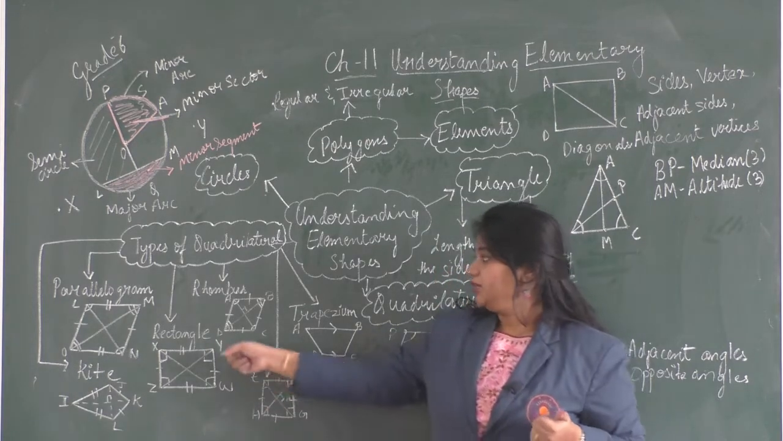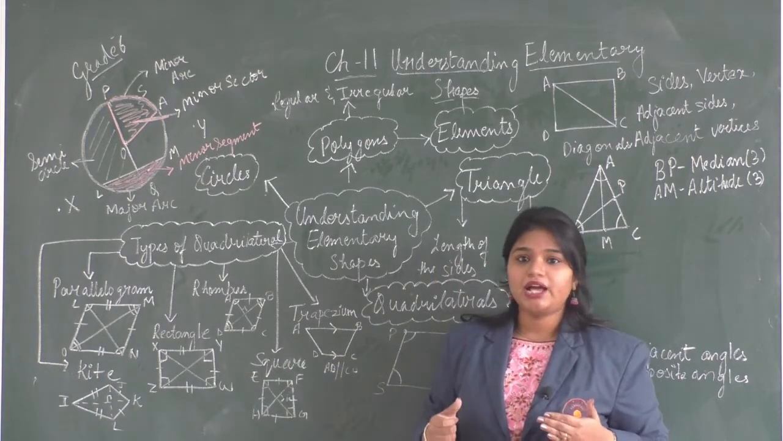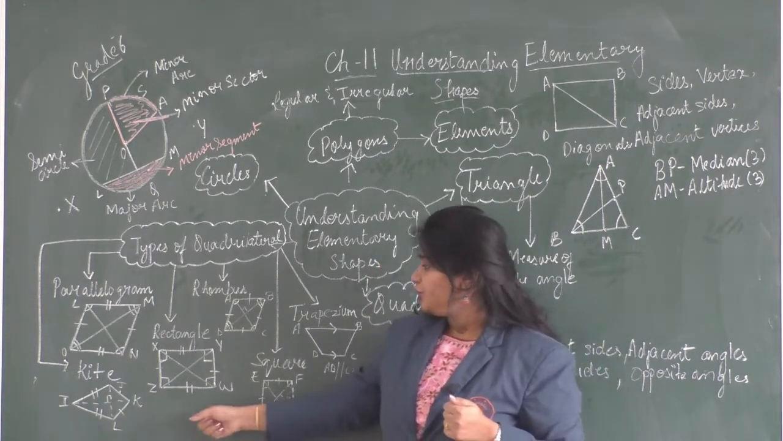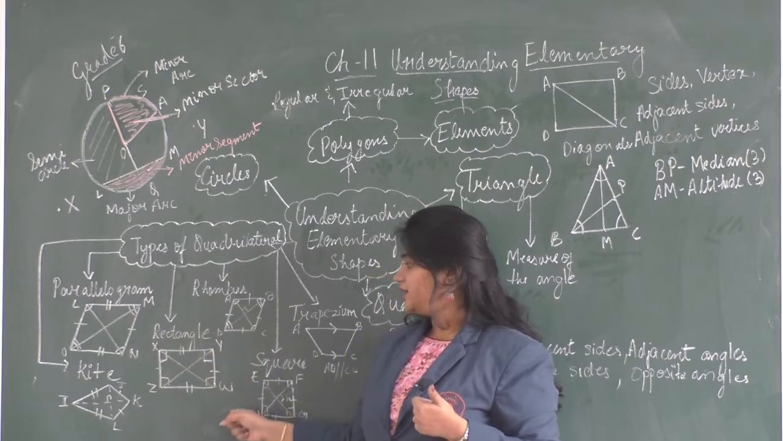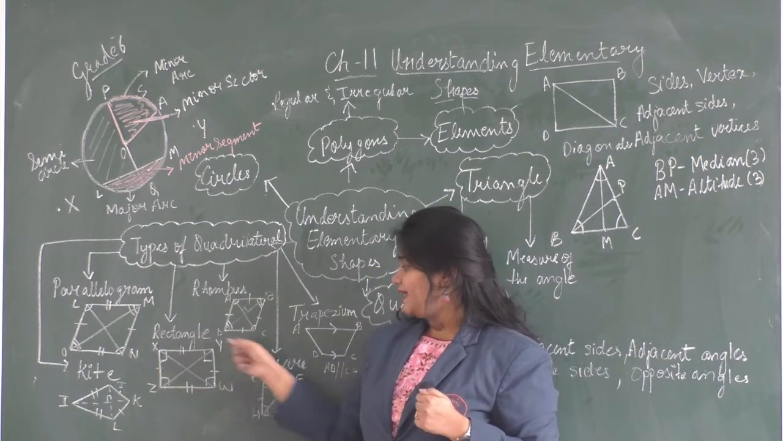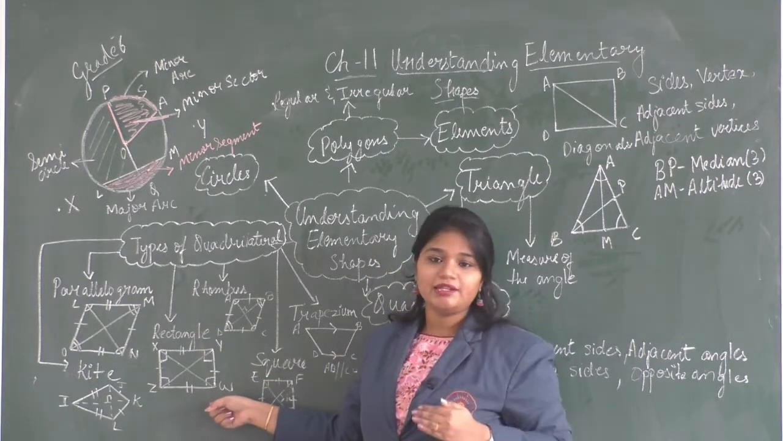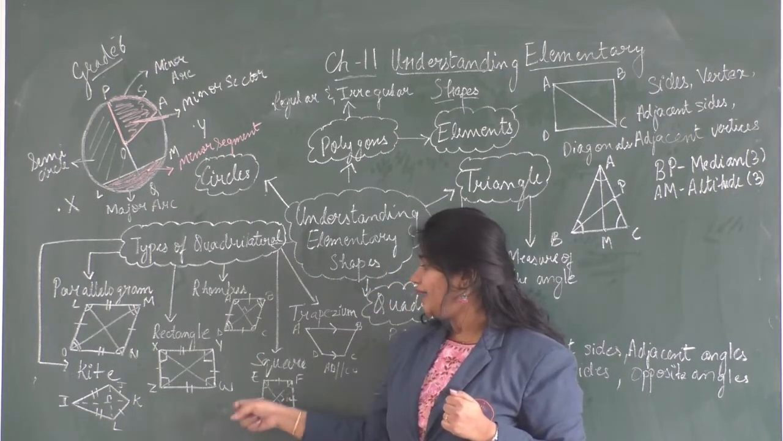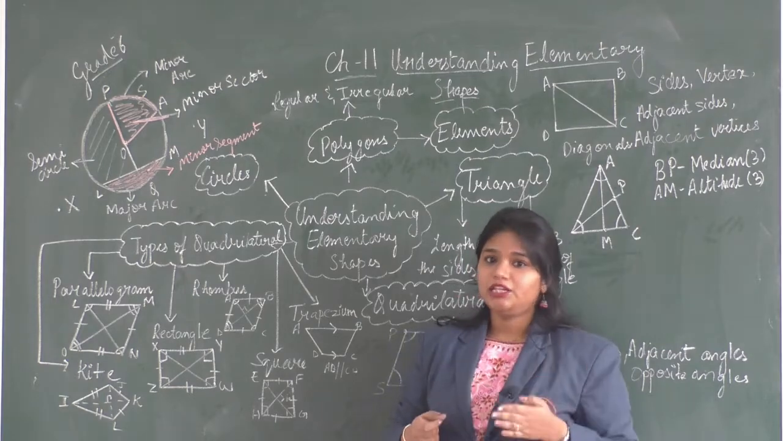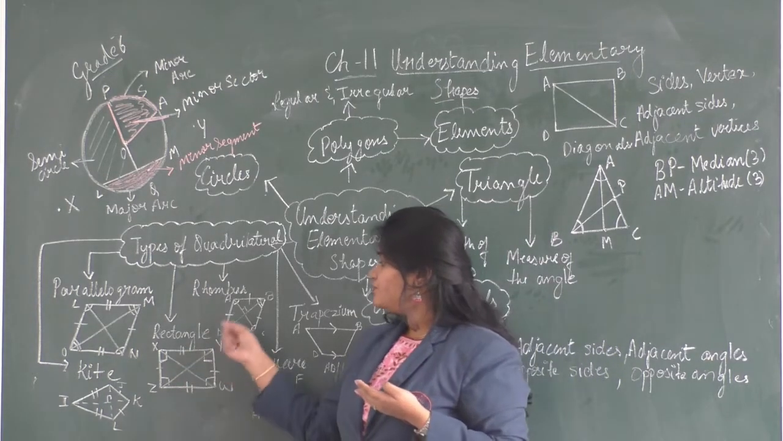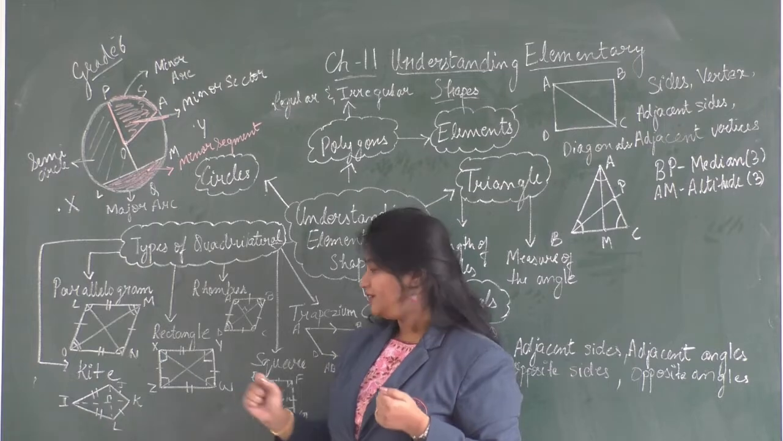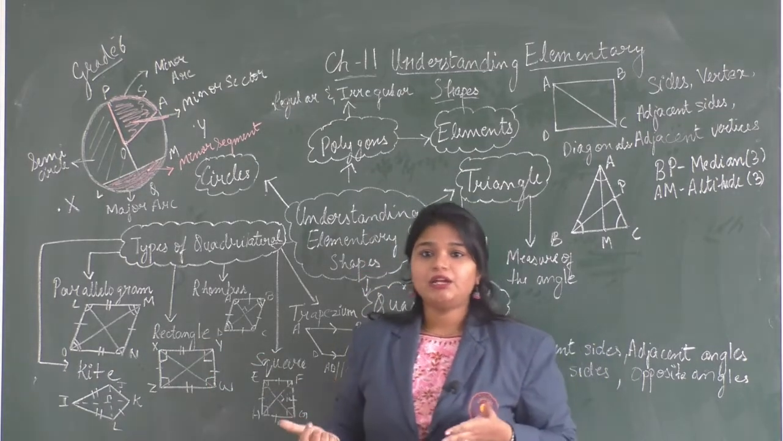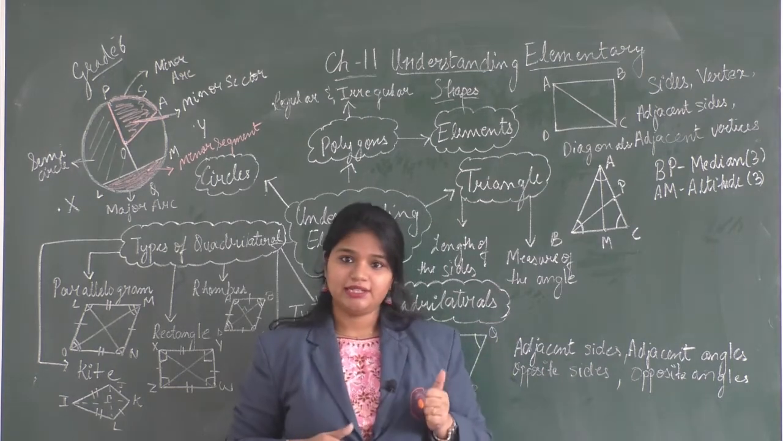Next we learned about rectangle. Now in a rectangle opposite sides are parallel and they are equal to each other. So here we have a rectangle XYWZ. So the sides XY and ZW are parallel and equal to each other, and sides XZ and YW are parallel and equal to each other. The diagonals of a rectangle bisect each other and each angle of a rectangle is a right angle. That means each angle is equal to 90 degrees.